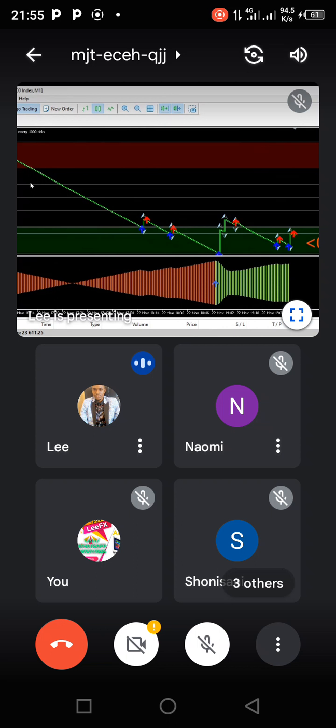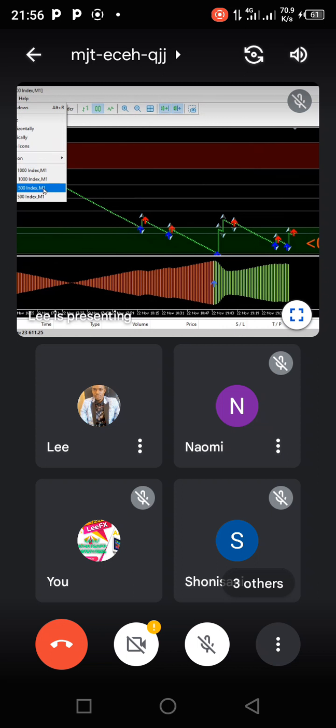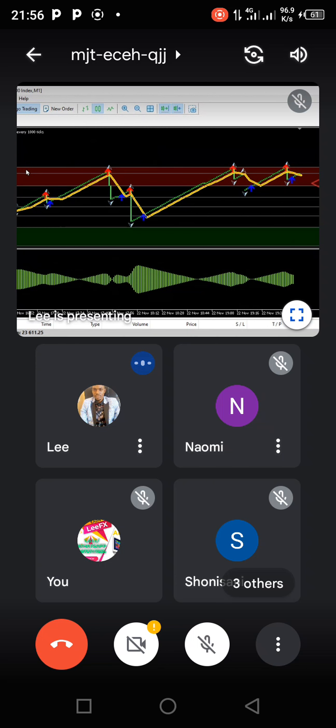So when you're looking at Boom, the resistance is where you target for a sell opportunity. As you can see, the moment it reaches our resistance, there was a very good sell. The moment it reaches our support, these are buy opportunities. Now, when you go to crash, let us go to Crash 1000. Crash 1000 is opposite to Boom.